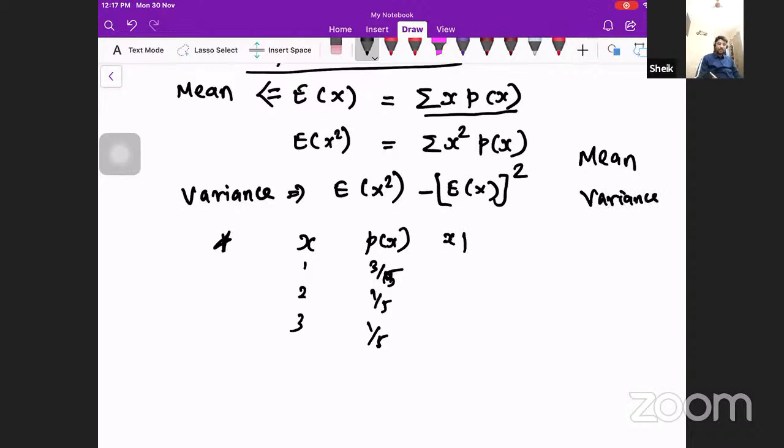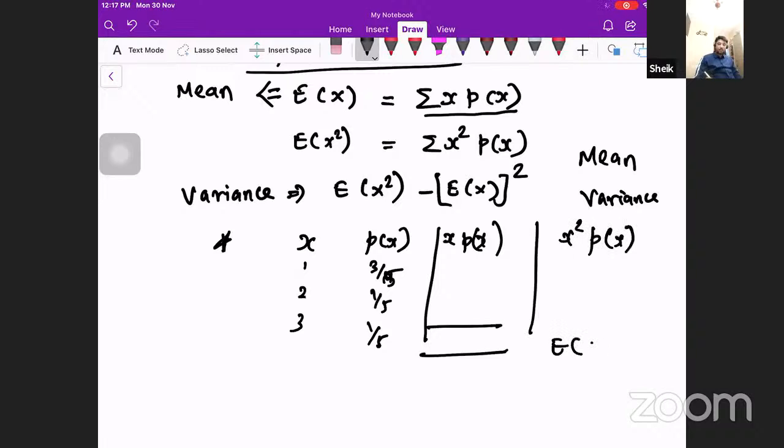In this case, what is to be done? We have to find x into p of x. That sum is going to be our mean. Next, we find x square into p of x. This is our expected value of x square. Then, substituting in the formula, you'll get the variance also. This is one type of question, a simple type of question. What is the second type of question?